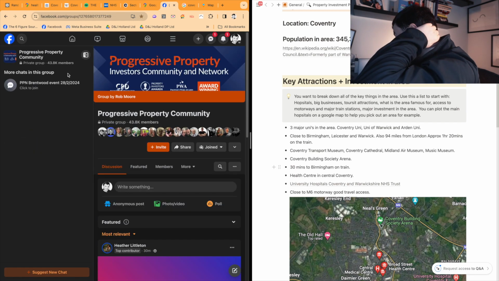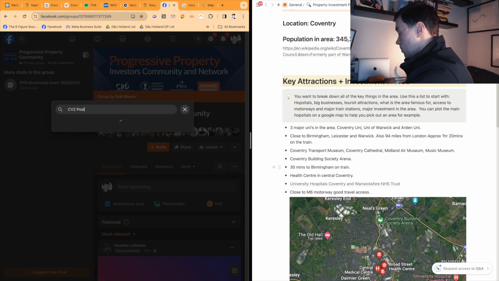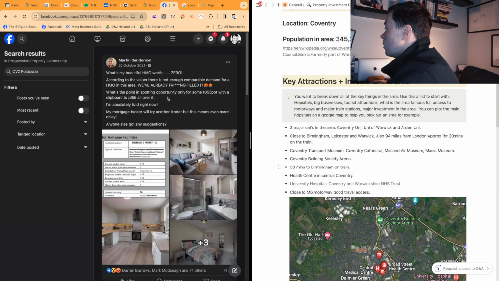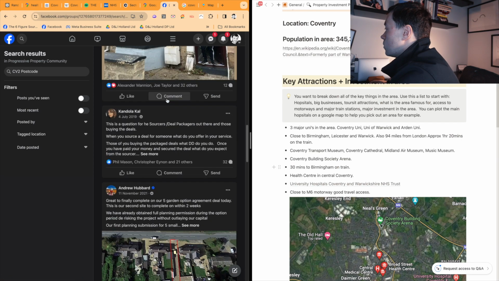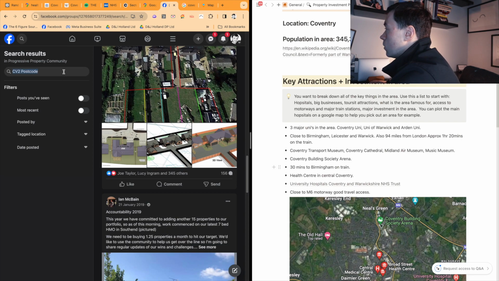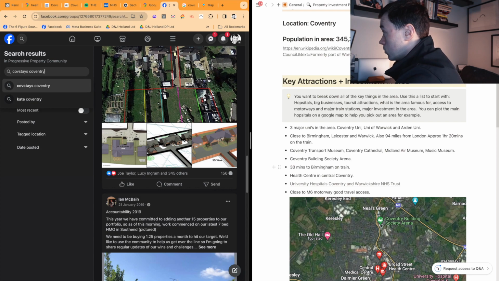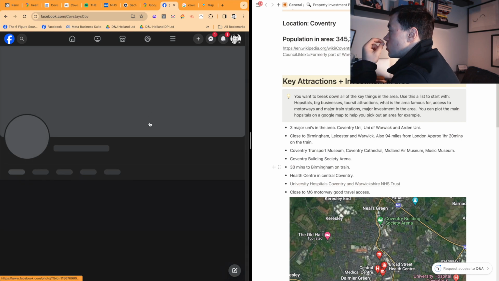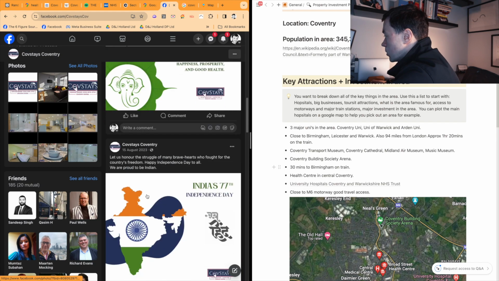Let's go back to progressive and try CV2 actually. CV2 postcode. So what you could do here is reach out to some of these people. Actually, let's see this fella. Close days Coventry. So we can reach out to these guys. You could reach out to these guys and say, what's CV2 like as an area? You know, I'm thinking of investing.